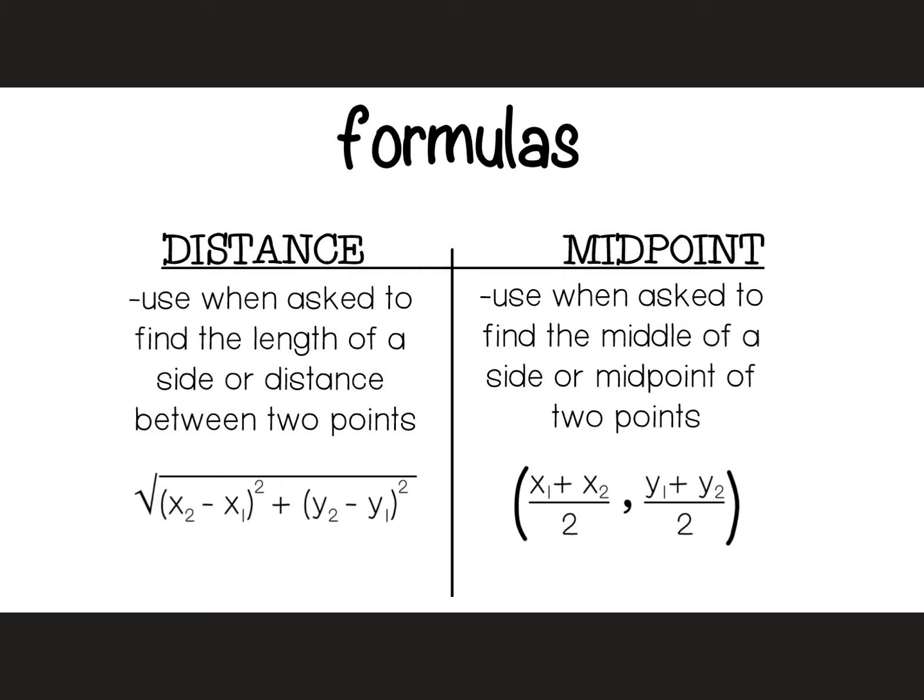When you want to find a midpoint, as you might assume, it's the middle of a segment. So we would be using this when we want to find the middle of a side or the midpoint of 2 points. And for the formula, it's an average of the distances, so x sub 1 plus x sub 2 divided by 2, and y sub 1 plus y sub 2 divided by 2. Notice that this is an ordered pair, so you have the parentheses, and then separation by the comma.